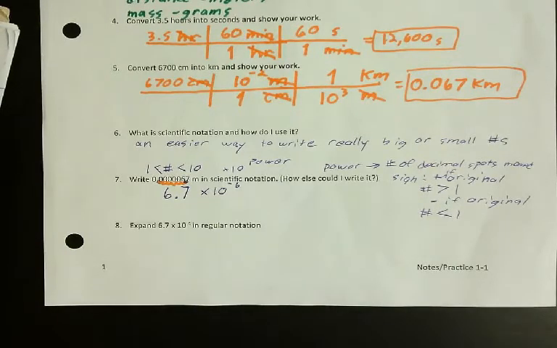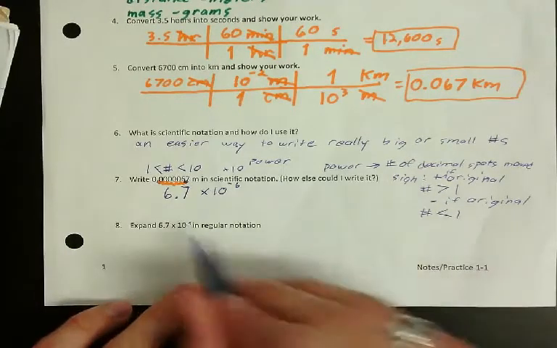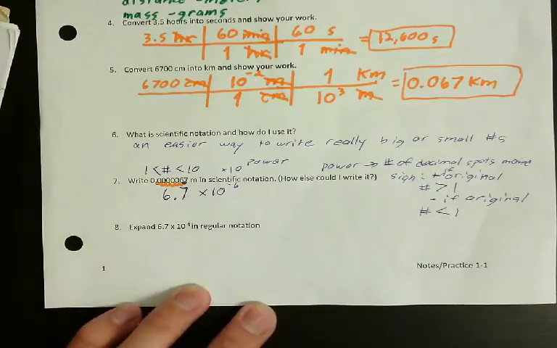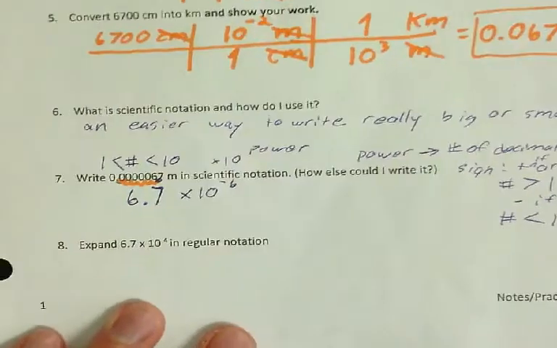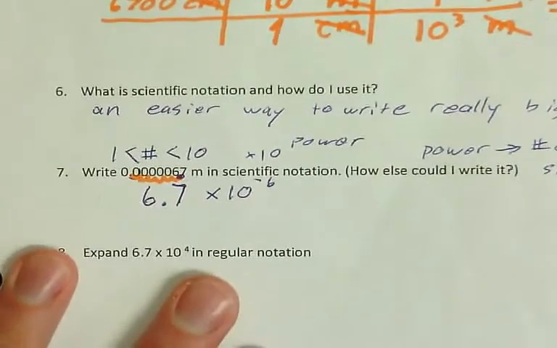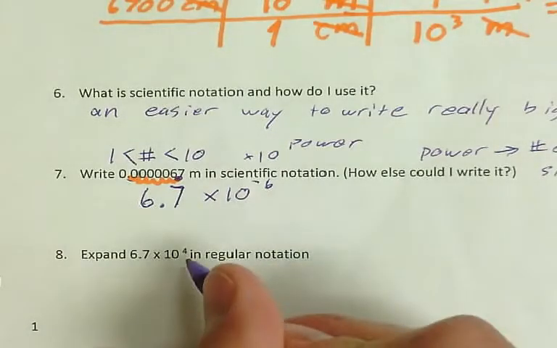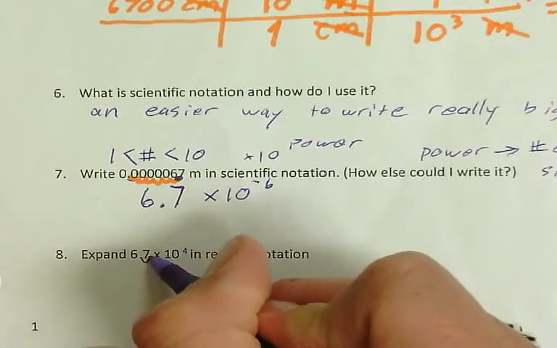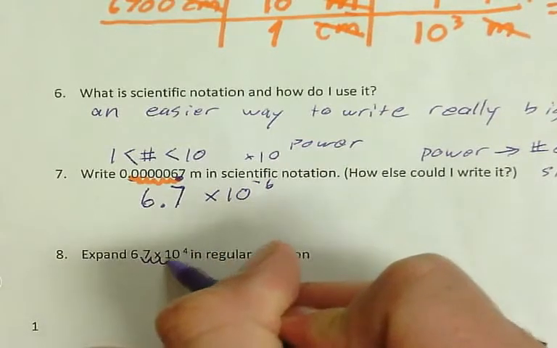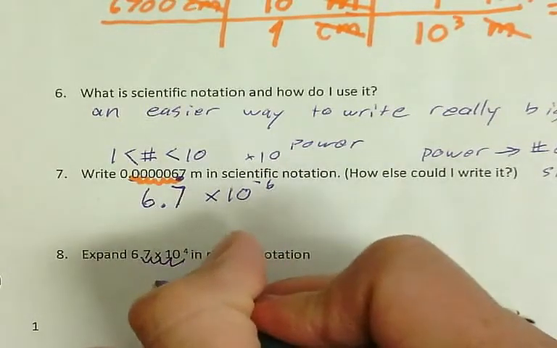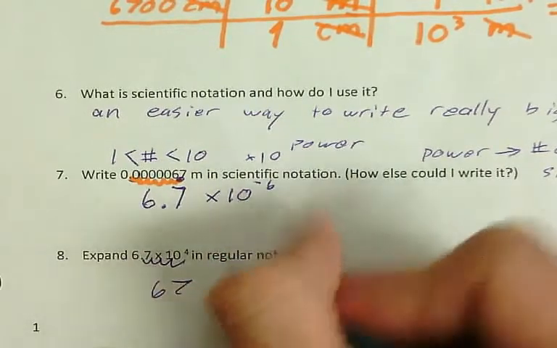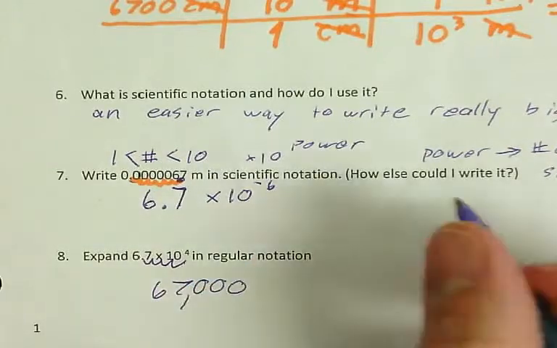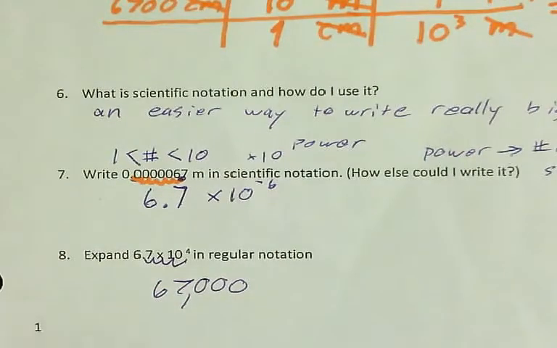Let's look at number 8, because number 8 is the exact same thing, but in reverse order. So the power tells me how many spots I moved the decimal, and the fact that it's a positive 4 tells me the original number was bigger than 10. So I need to move the decimal 4 spots so that the new number is bigger than 10. So I'm going to move it to the right to make a bigger number. 1, 2, 3, 4 spots. So this was 1 spot moved. 2 spots moved, 3 spots moved, 4 spots moved, and there is my number, 67,000.